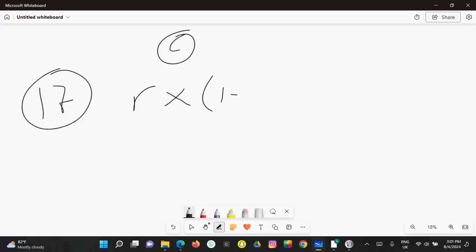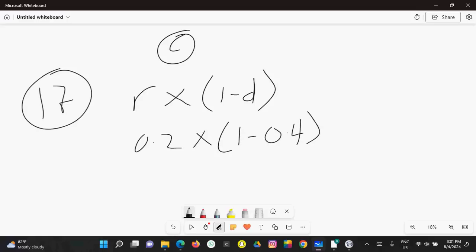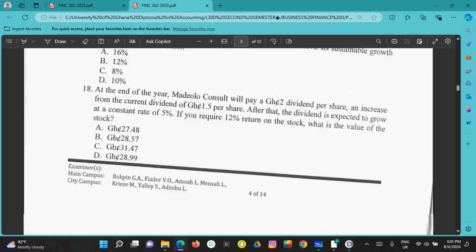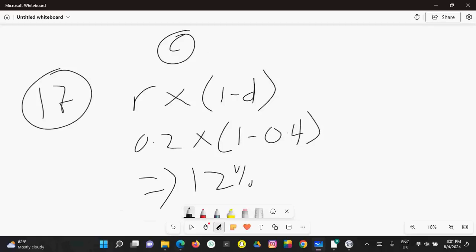So now we have the dividend payout already. So 1 minus the dividend payout is going to give us our retention ratio. So R here is already 0.2 times 1 minus 0.4. When we do this, we are going to get 12%. So 17 is B.